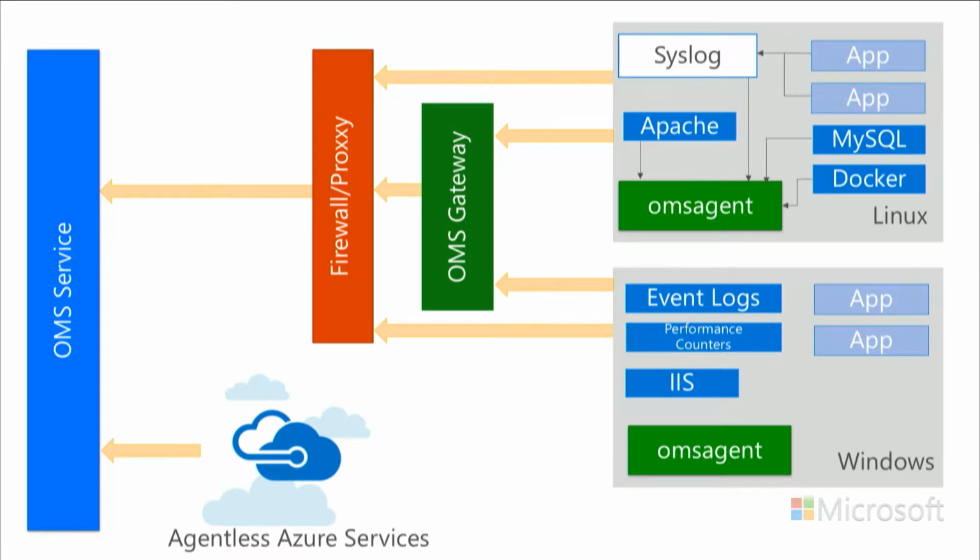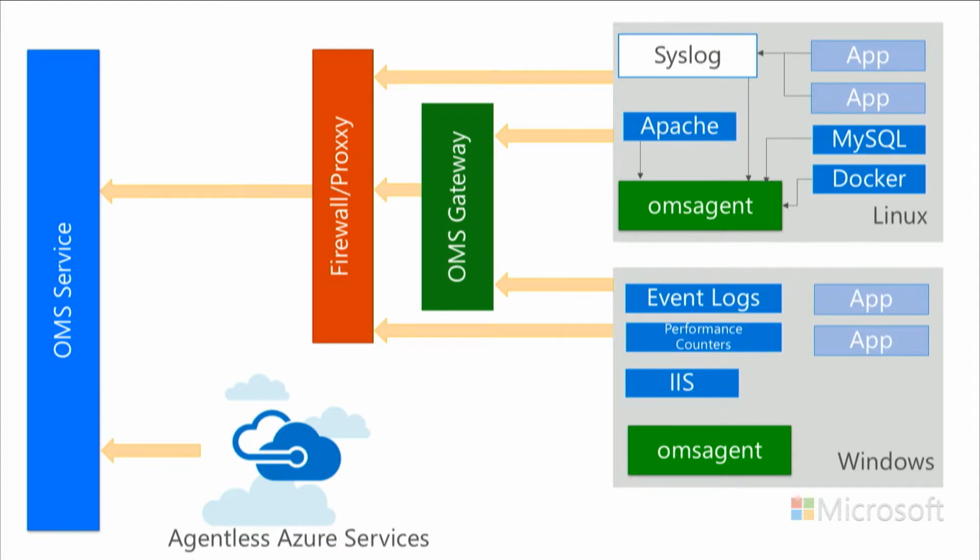This is how the data is collected. I'm showing here on the top right the architecture for a Linux machine. All the data is sent by applications to syslog. The OMS agent reads that information from syslog, or reads information from Apache, MySQL or Docker, and sends that information to the OMS service. If you have a Windows machine, there is also an agent that you can install that collects information from event logs, performance counters, or IIS logs, and sends that information to OMS. You can also send information from Azure services, and that doesn't require any agent. We'll see later on how that information is sent from the Azure service itself.